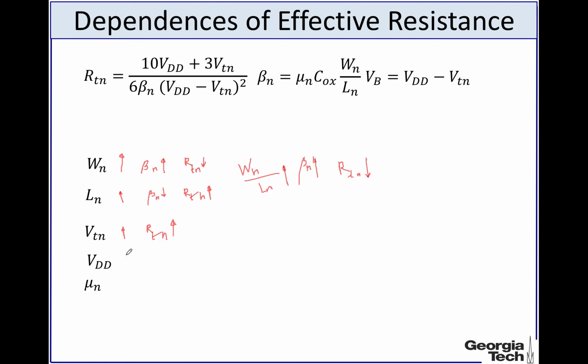Now VDD. Again, VDD appears both in the numerator and the denominator. Note that there is a square. The numerator increases linearly, but the denominator increases quadratically, and as a result, if your VDD increases, your RTN will decrease, and as a result, your delay times will decrease. And finally, mu n: you can clearly see if mu n increases, your beta n increases, and as a result your RTN will decrease, and your delay times will also decrease.